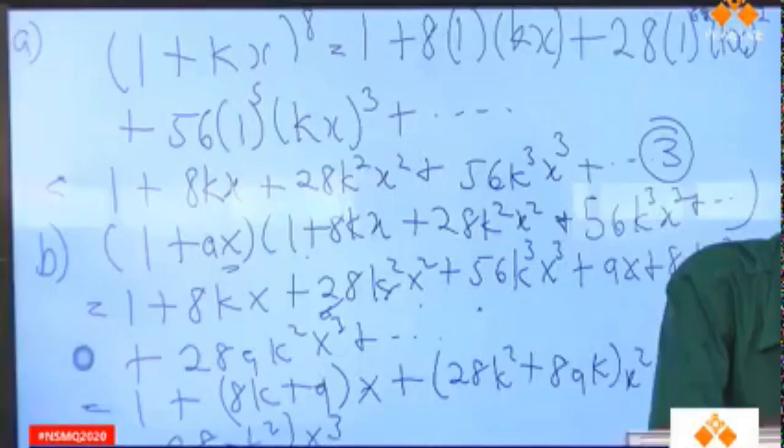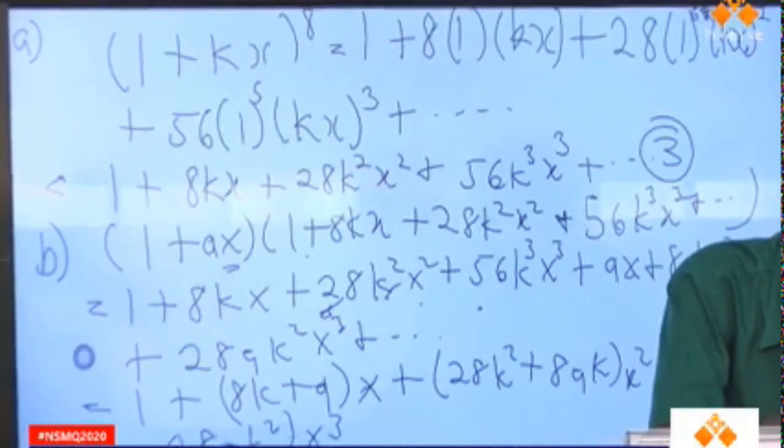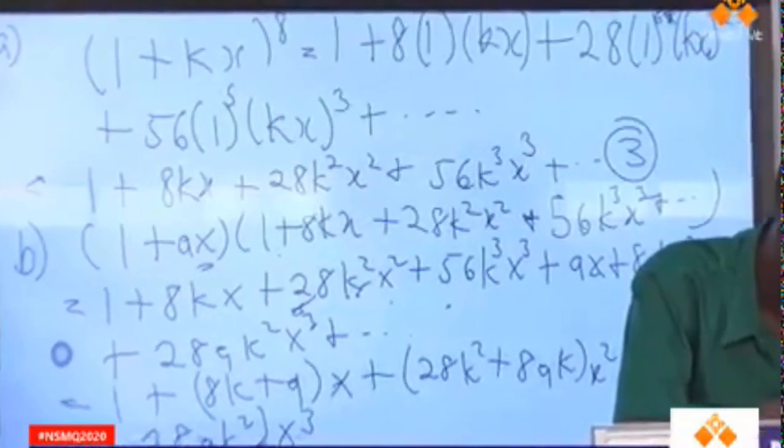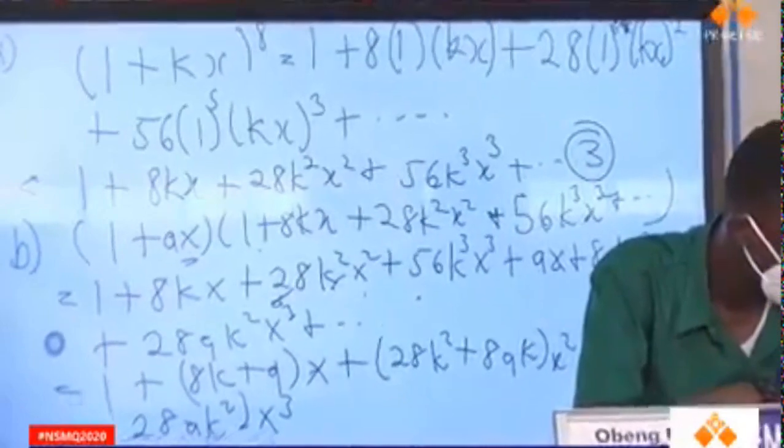So these are their solutions on the board. Let's see what was suggested by our consultant. So for the A part, when they expand, they will get 1 plus 8kx plus 28k squared x squared plus 56k cubed x cubed. That will earn them 3 points.